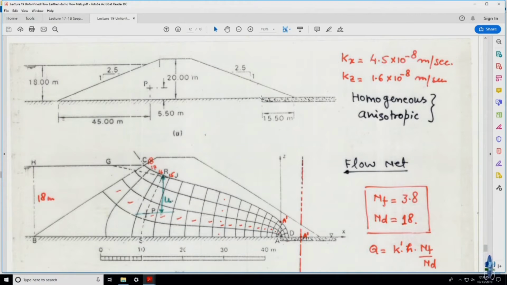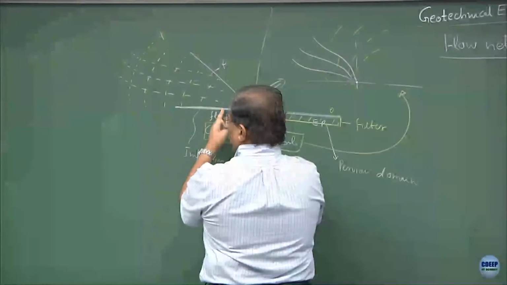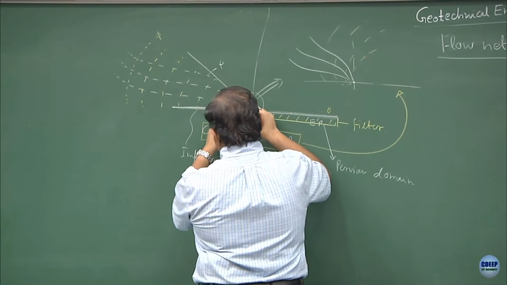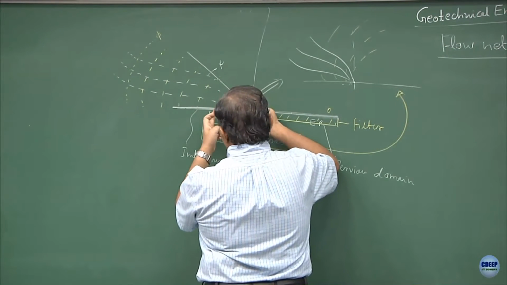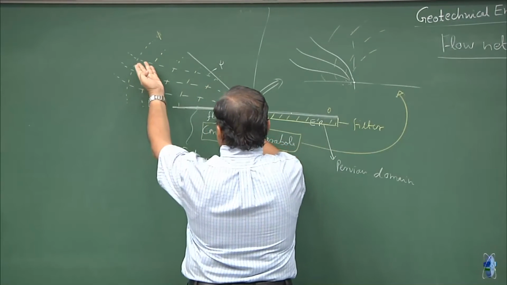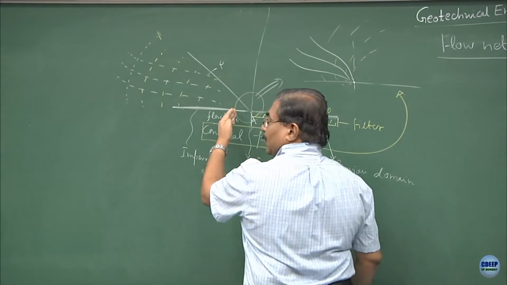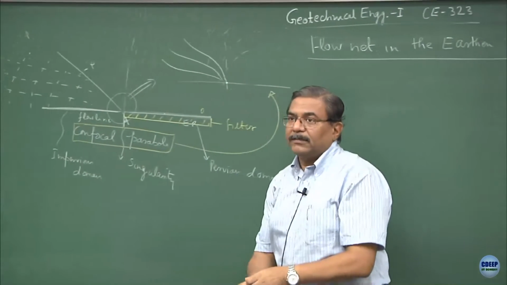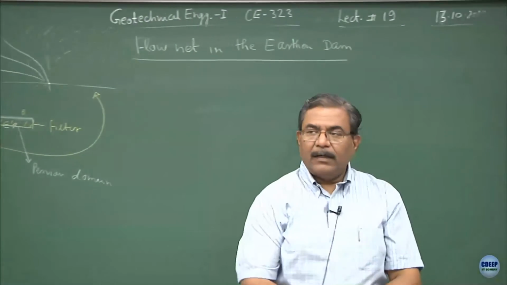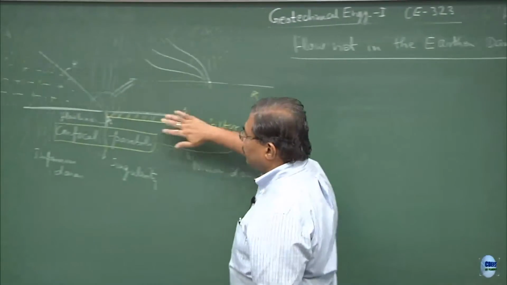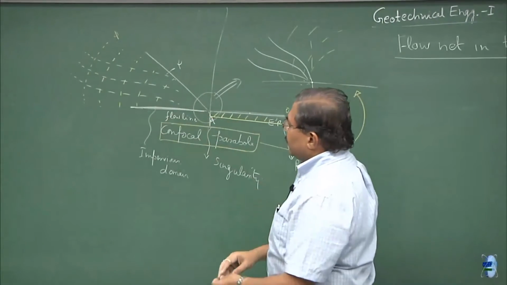So, what is going to happen? The moment I shift this filter layer somewhere here, point A becomes the focus of the parabola. The moment it goes over here, all the flow lines will get diverted towards the filter. This is the engineering solution which is given to make dams stable against seepage, alright. And at the time of construction itself this can be done.